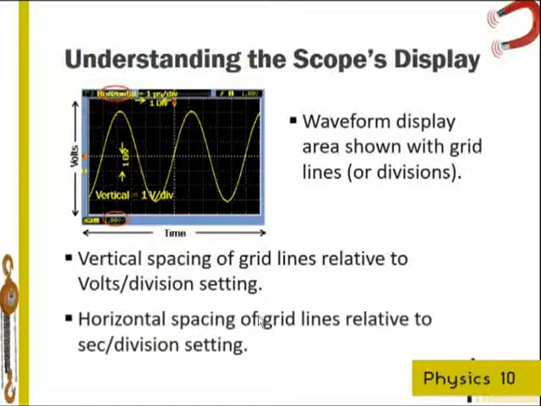And also the horizontal spacing of grid lines, they relate to the time, and they can be in seconds or milliseconds per division, etc. So in other words, you can use the oscilloscope to decide how you're going to calibrate it in such a way to give you the nature of the voltage in terms of the magnitude and also the time.